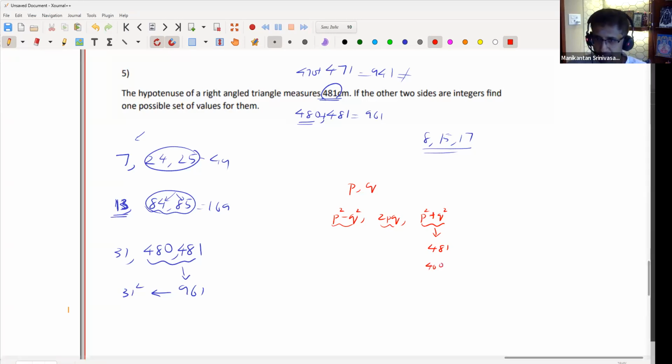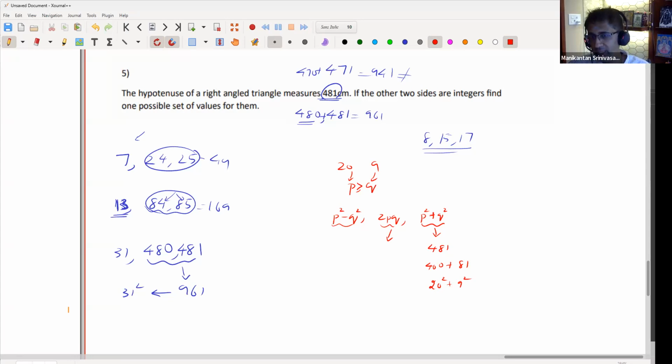Right now, as I'm speaking, I can easily guess it: 20 square plus 9 square is 481, right? So I can choose my P to be 20, Q to be 9. Generally, P is greater than Q. If I do that, what do I get? I get 2PQ to be how much? In fact, in this case, looks like there's another combination also, right? So 2 times 20 is 40. 40 times 9 is 360. And P square minus Q square is 400 minus 81, which is how much?